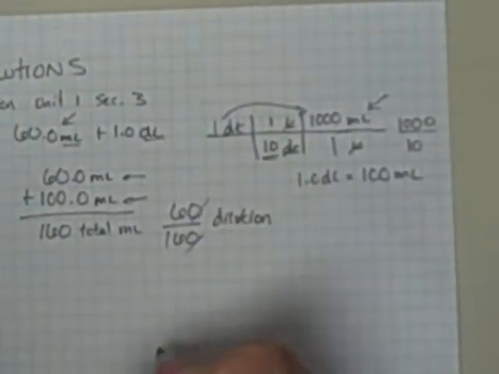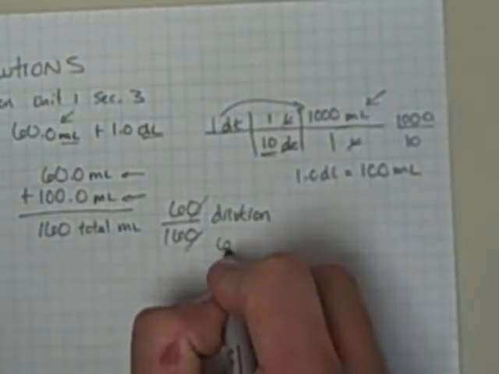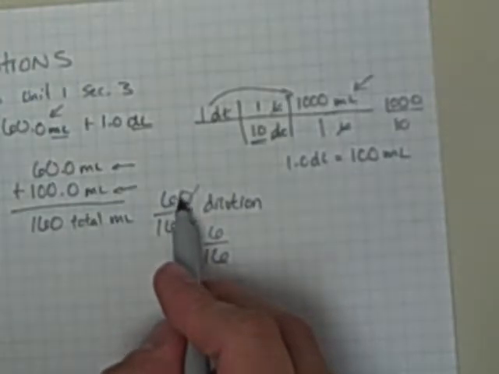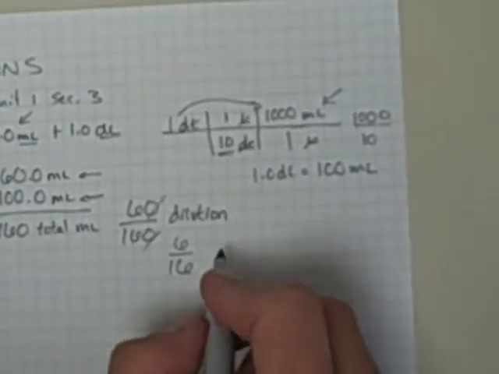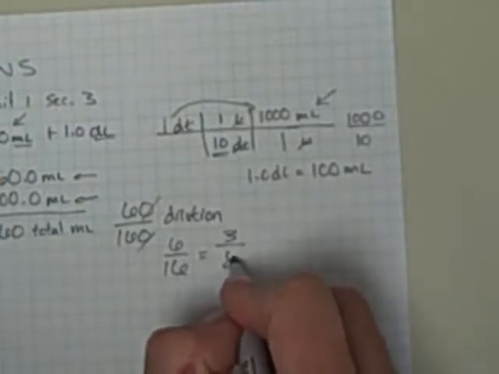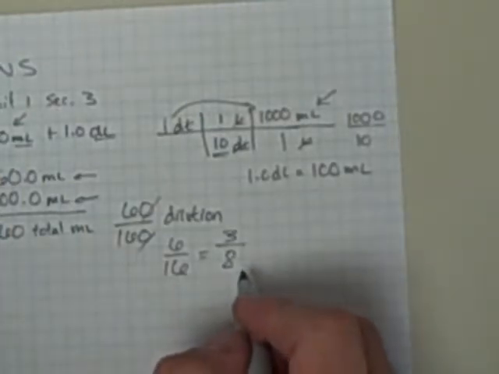So I can start by knocking off a 0 if I want. So I can end up with a 6 to 16, where basically I divided the top and the bottom by 10. Well, I can reduce this even further and divide both by 2. So I end up with a 3 to 8 dilution.